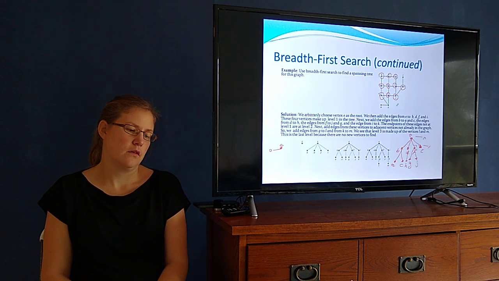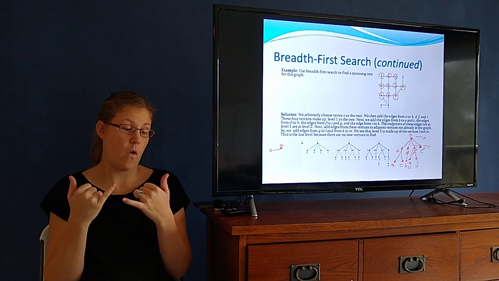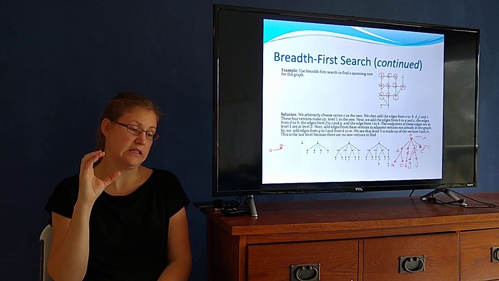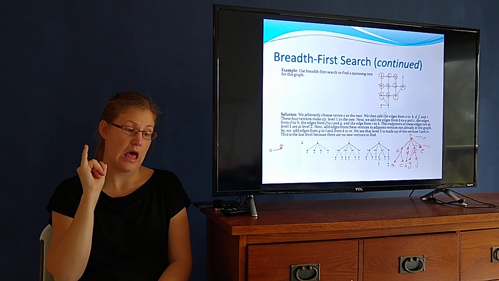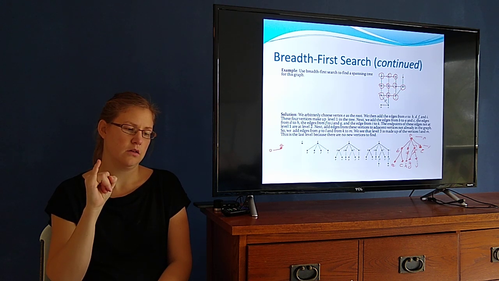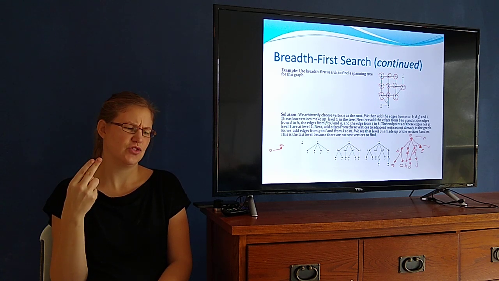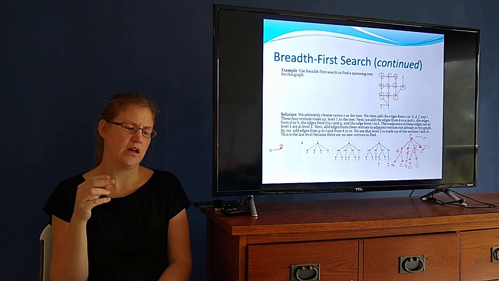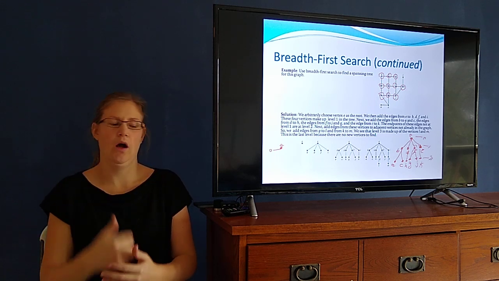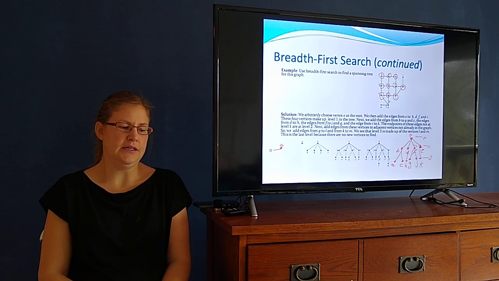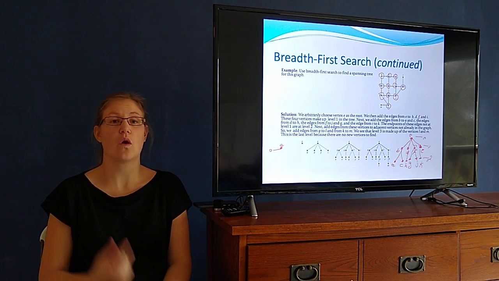Okay, and now finally we have I. I is connected to K. So by now we have discovered level 2. We have finished visiting level 2.